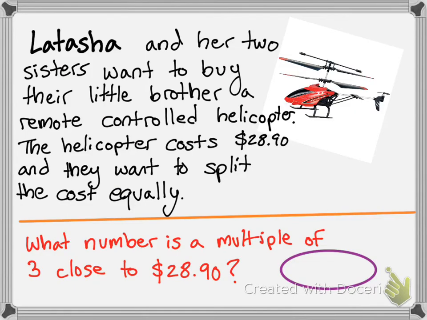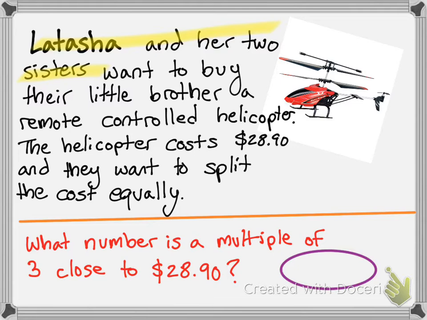So right below that on your page, Latasha and her two sisters want to buy their little brother a remote-controlled helicopter. The helicopter costs $28.90. They want to split the cost evenly. So there's 3 of them total, Latasha and her two sisters. But I look at $28.90. Can I instantly think about what that's going to be? Do I instantly know what it's going to be divided by 3? No. So what would be a good number close to $28.90 that would be divisible by 3? What would be a good number? Jalen, what would be a good number?